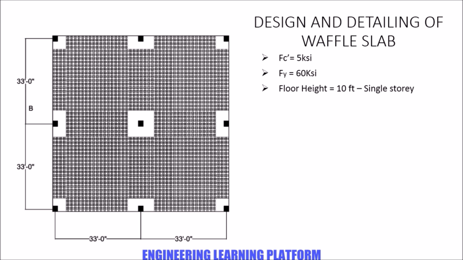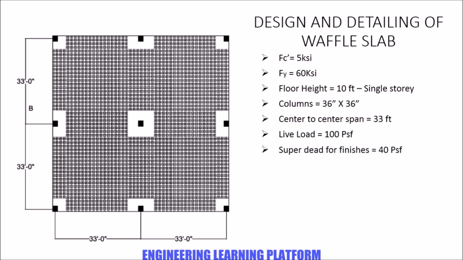The floor height is 10 feet. Columns are 36 by 36 inches. The center to center span of the slab is 33 feet. Live load is 100 psf. Super dead load for finishes is 40 psf.